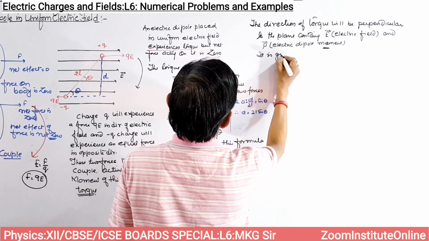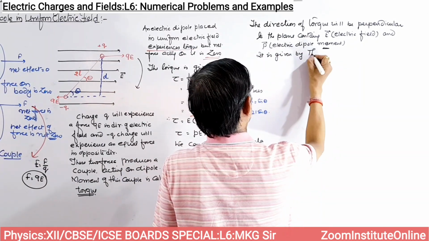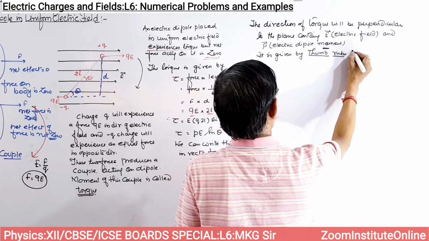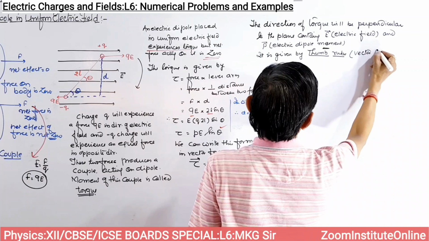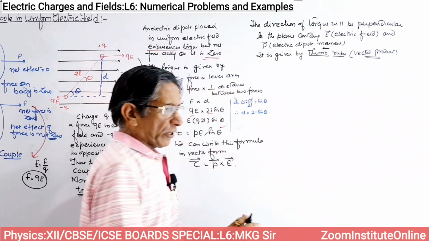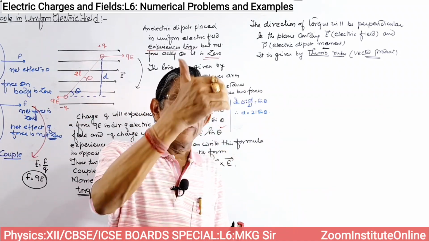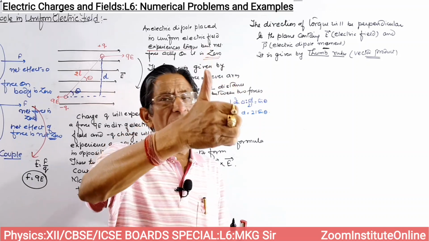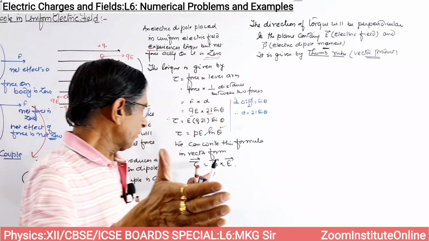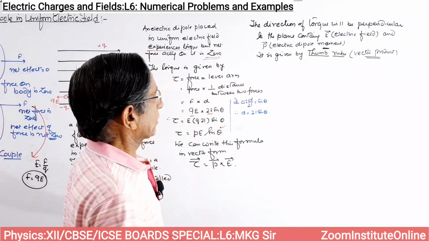It is given by right hand thumb rule, as you have studied in case of vector product. As we have studied in case of vector product, if we curl the fingers of a right hand from first vector to second vector, then thumb will give the direction of resultant. So if we curl our fingers from the direction of electric dipole moment to electric field, then the thumb will give you the direction of torque vector.